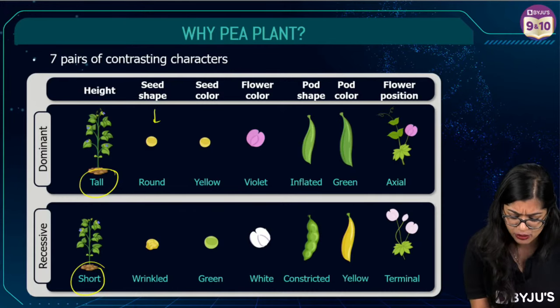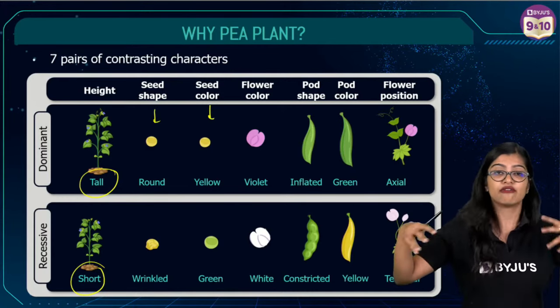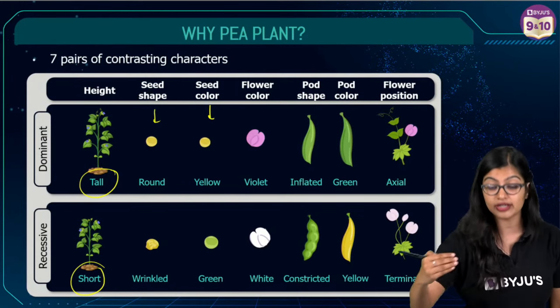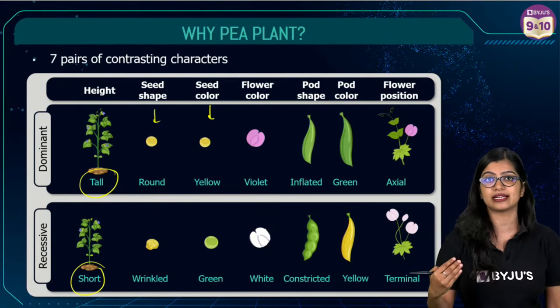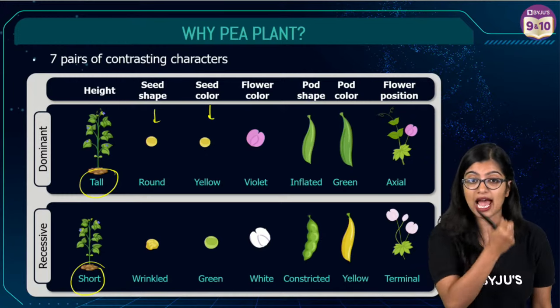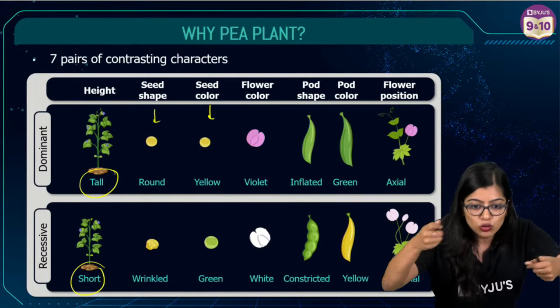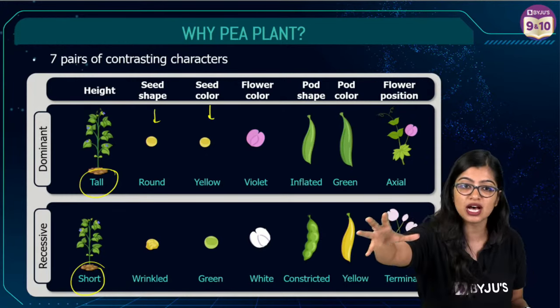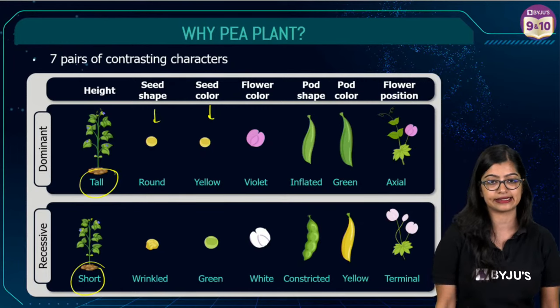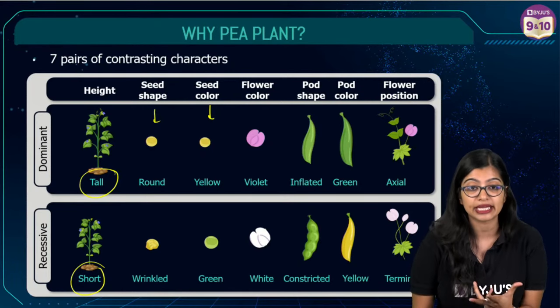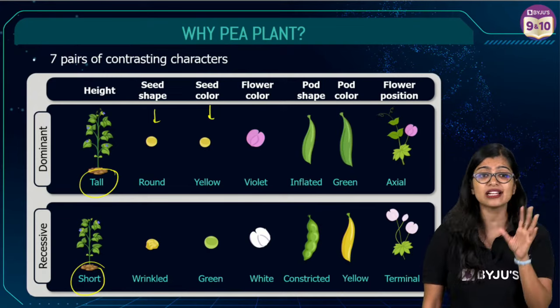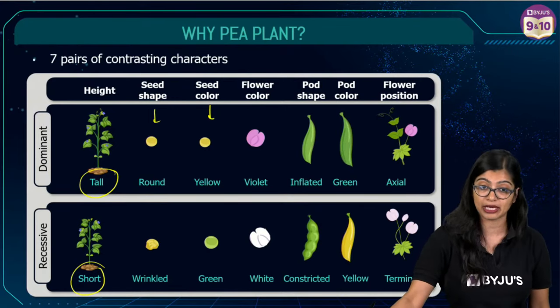And along with that, there was seed shape, seed color, flower color, all of which had contrasting, extreme differences, which made it observable as well, right? So it is not that he had to do some DNA analysis and all. He could even observe the physical differences that existed, right? So that is what we mean by it. So these are three reasons as to why he chose the pea plant.